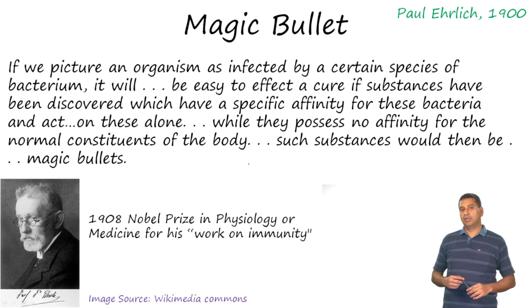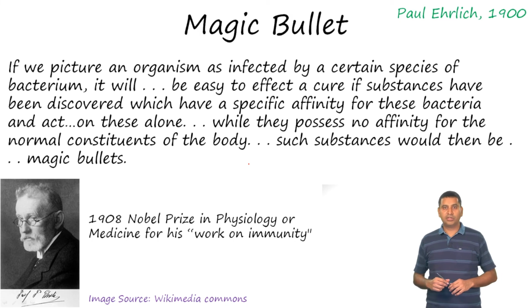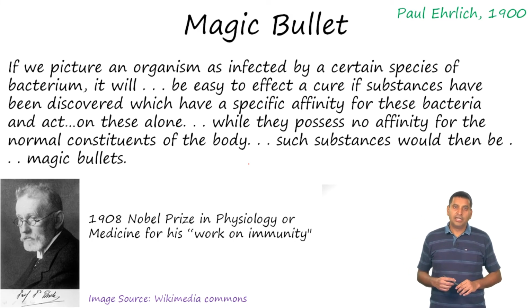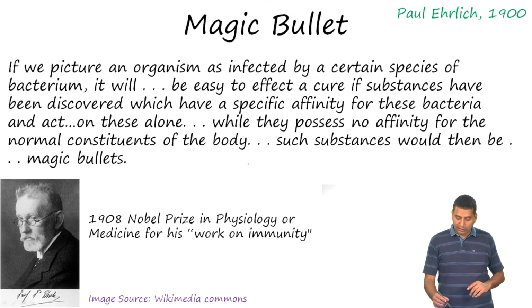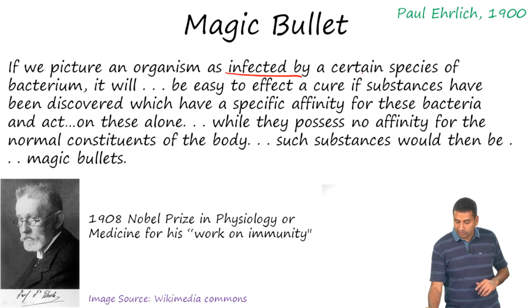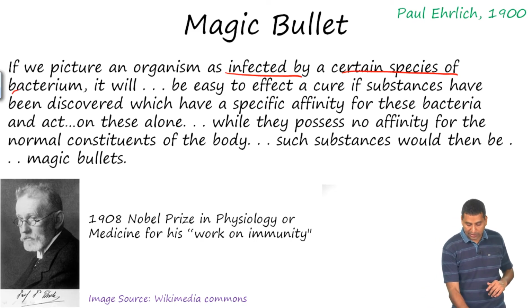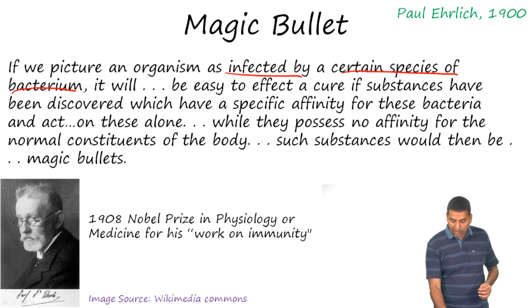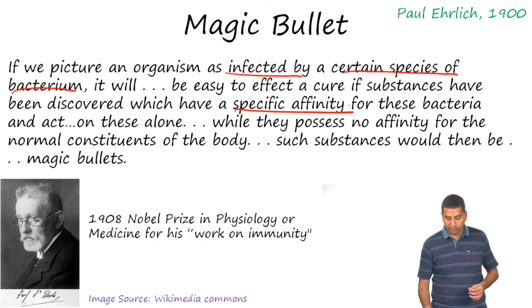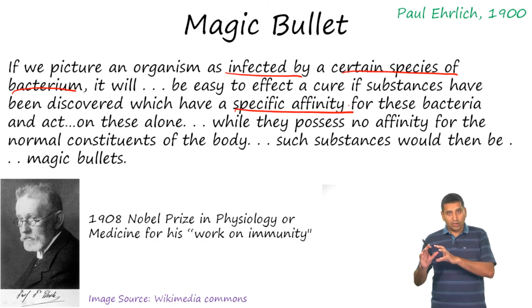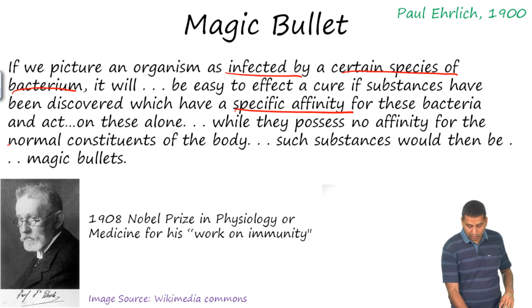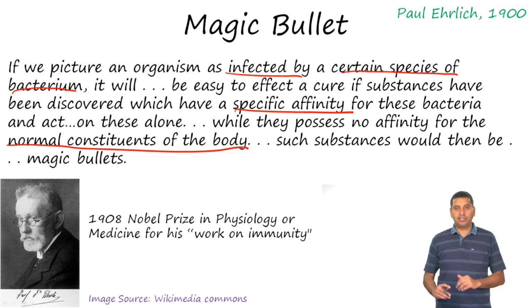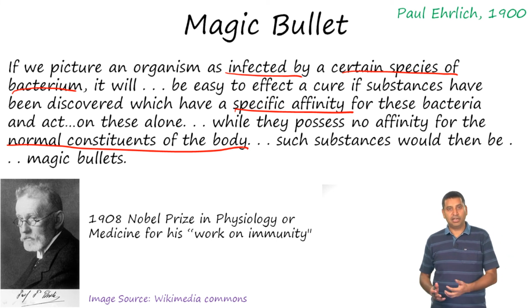So, the concept of magic bullet was introduced by Paul Ehrlich, and what he said was, if we picture an organism as infected by certain species of a bacterium, then it would be easy to cure it if we can discover a substance that would have specific affinity for these bacteria and only these bacteria, and they should have no affinity for normal constituents of the body. And such substances, he defined as magic bullets.